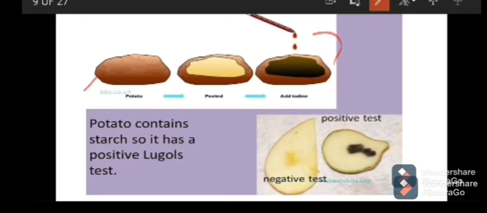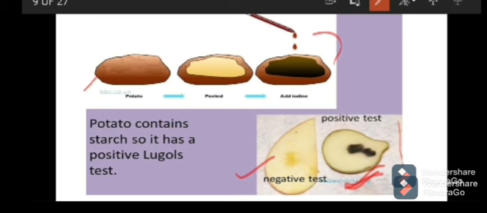If your food sample contains starch, then the color is going to change into blue black. Here you can see. If your food sample does not contain any carbohydrates, then the color is not going to change. It remains as it is.